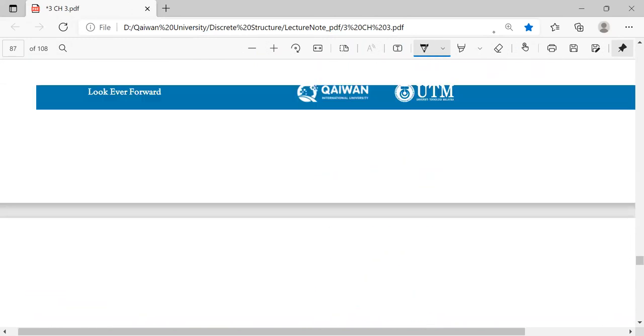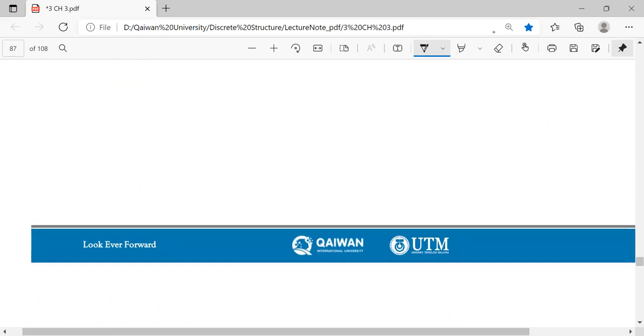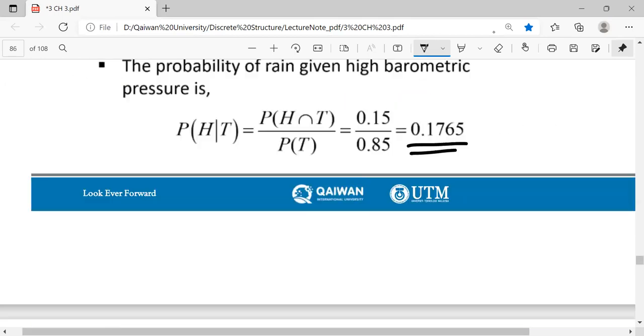It's so easy. We just apply the rule of conditional probability.